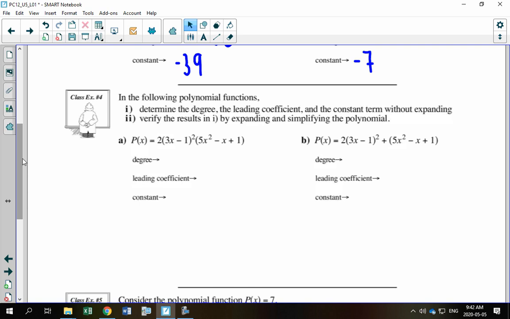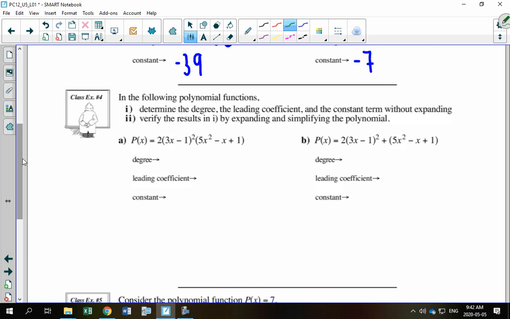Okay, this one here, same type of thing. In the following polynomials, determine the degree, lead coefficient, and the constant without expanding. Verify the results in part 1 by expanding and simplifying the polynomial. Okay, so this one here, in order to determine the degree, well, we notice we have a binomial that's being squared. And then we also would be multiplying that by that trinomial there.